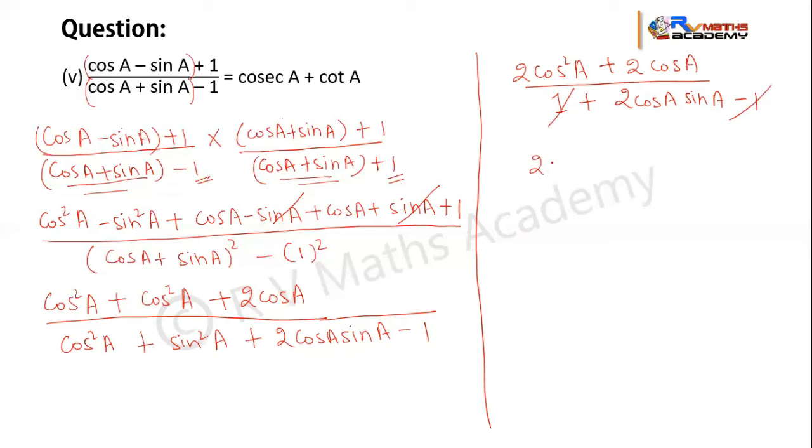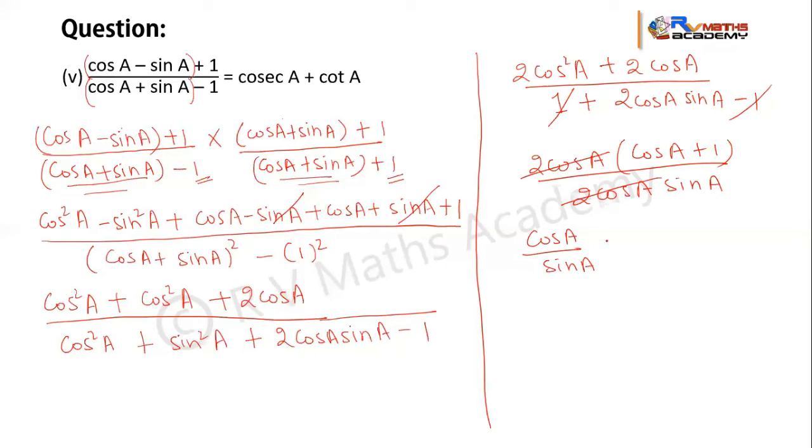You will get 2 cos A common in the numerator. You will get cos A plus 1. And here in the denominator, you will get 2 cos A sin A. So 2 cos A and 2 cos A will cancel out. Now separate it: cos A upon sin A plus 1 upon sin A. So this is cot A plus cosec A. So this is nothing but your right hand side.